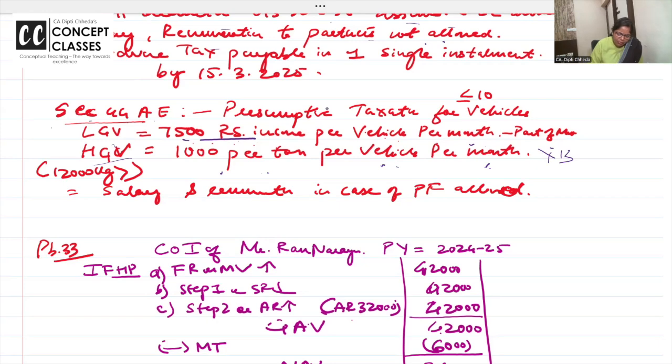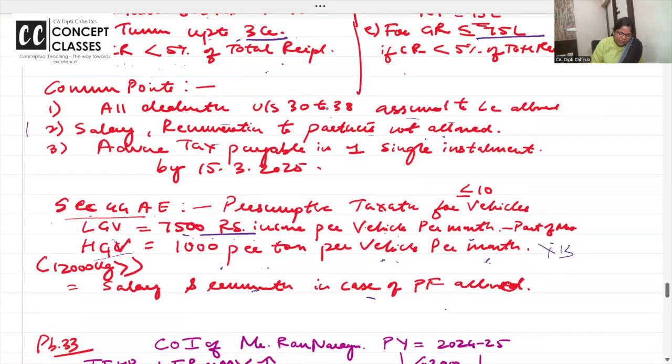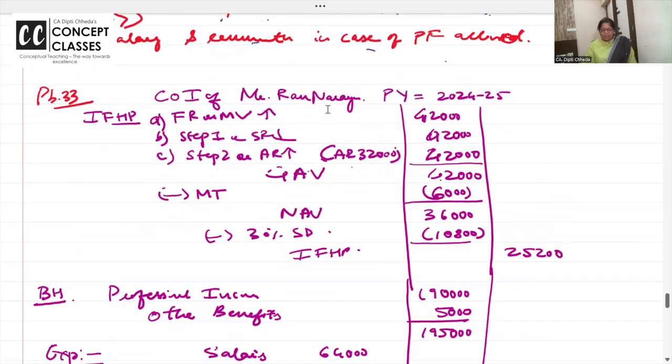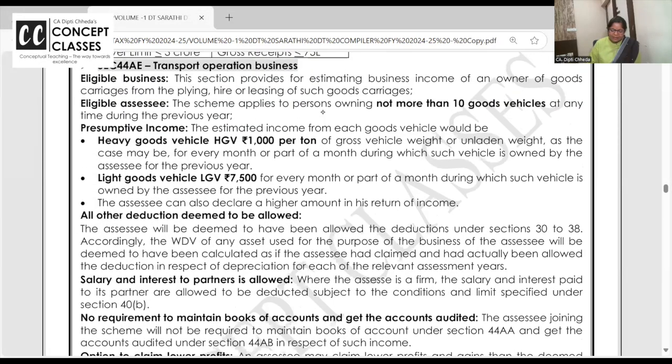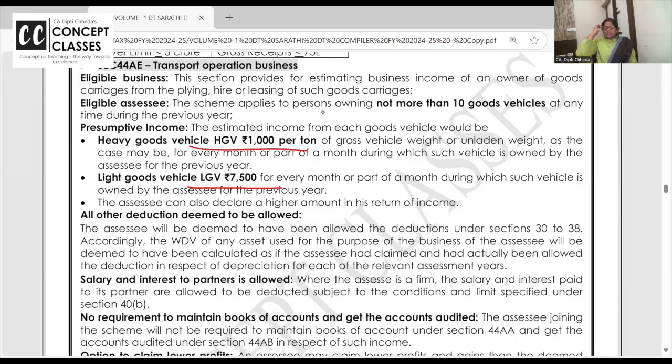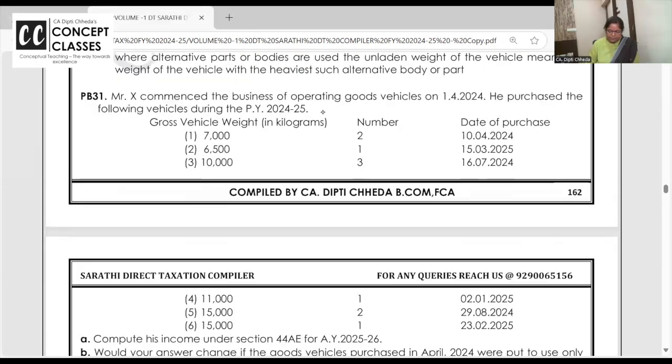But in 44AE, salary and remuneration to partner is allowed. There it was not allowed. Here it is allowed. Very nice questions we have solved. Aja. Clear to all of you what is 44AD and ADA? यहाँ भी मैंने difference दिया है. Light goods vehicle 7,500. Heavy goods vehicle 1,000 per ton per vehicle per month and so on.